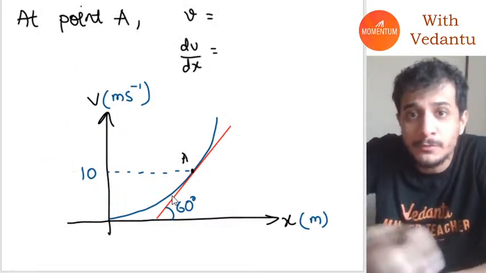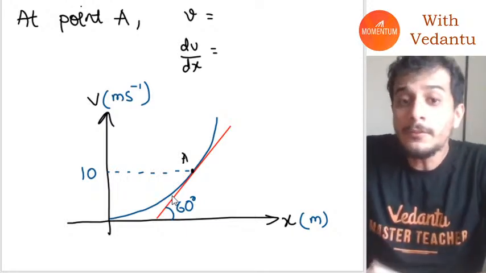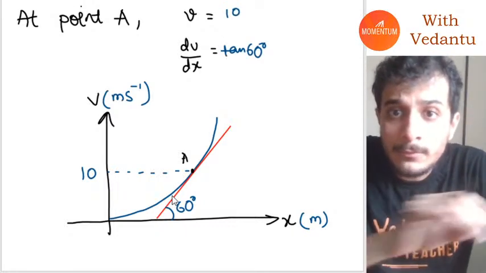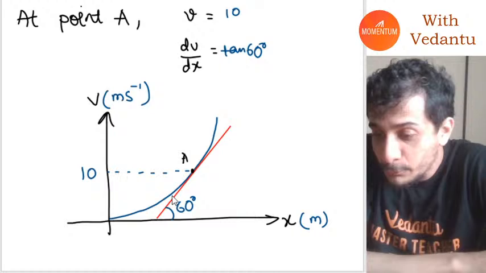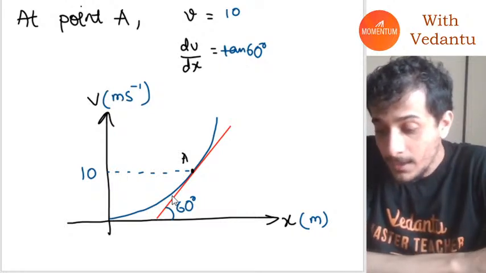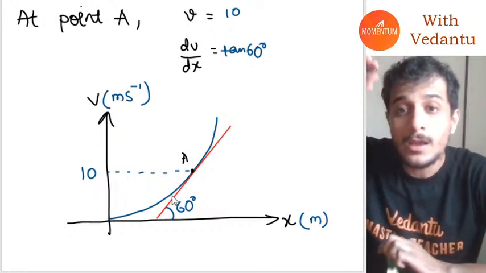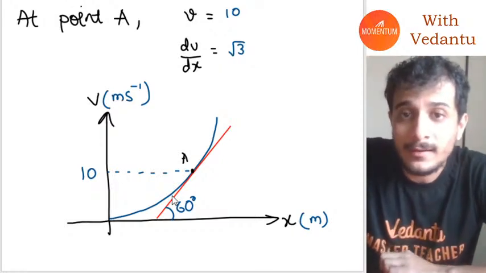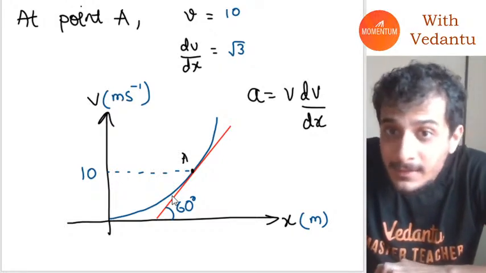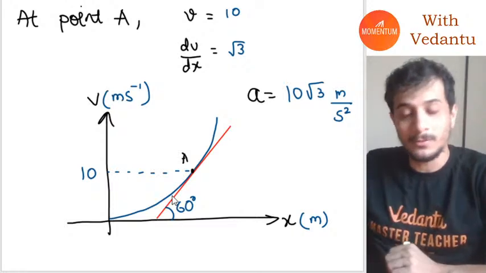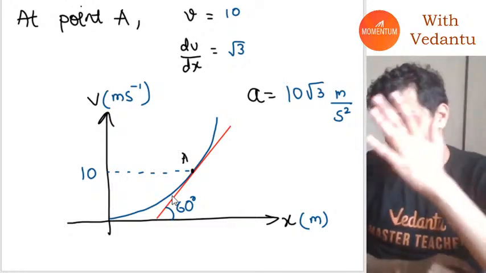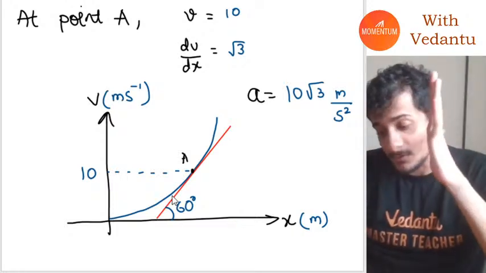First of all, what is dv by dx? The value of v will be equal to 10 and dv by dx will be equal to tan 60. So we just have to calculate acceleration, which will be v dv by dx, which will be 10 root 3 meters per second squared. Very simple, guys, if you understood.